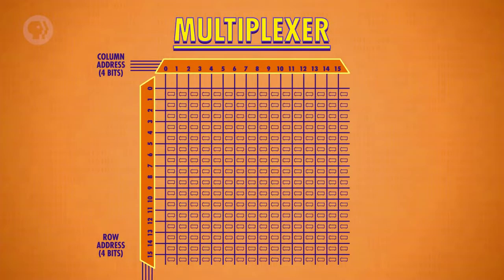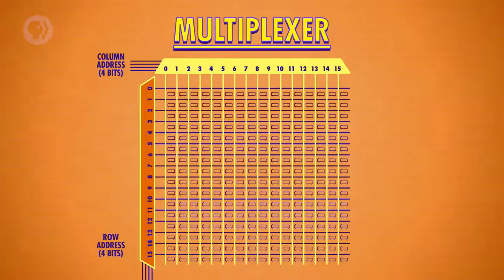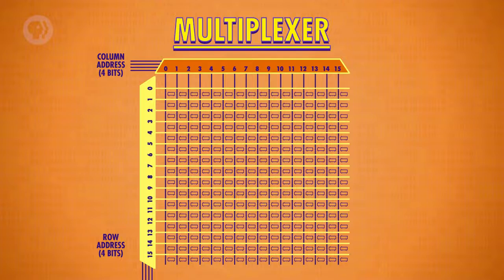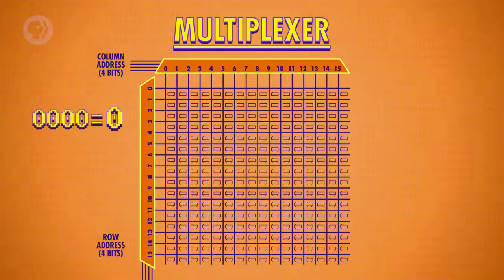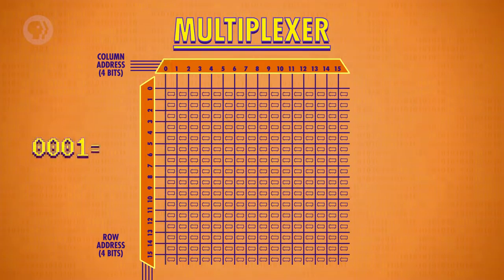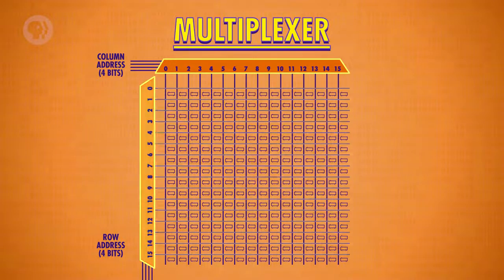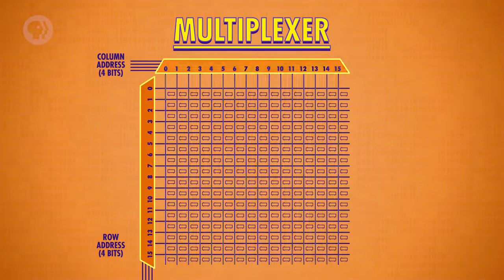It works like this. You feed it a 4-bit number and it connects the input line to a corresponding output line. So if we pass in 0000, it will select the very first column for us. If we pass in 0001, the next column is selected, and so on. We need one multiplexer to handle our rows and another multiplexer to handle the columns.